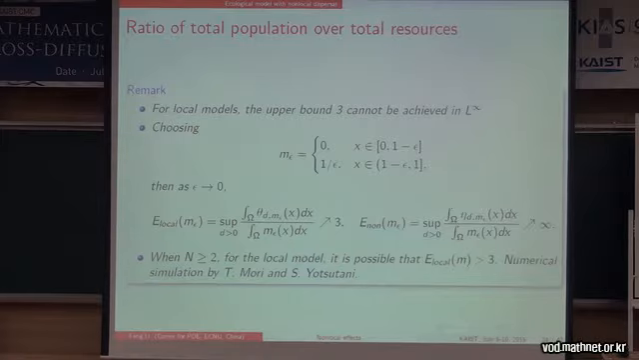In particular, if we choose the carrying capacity in this way, it concentrates at one point. This will give us the upper bound as epsilon goes to 0 for both local and non-local cases. For the local case it goes to 3, for the non-local case it goes to infinity. When n is bigger than 2 for the local models, numerical simulation so far indicates that it's possible for the ratio to be bigger than number 3, but there's no conjecture or any results in this direction yet.